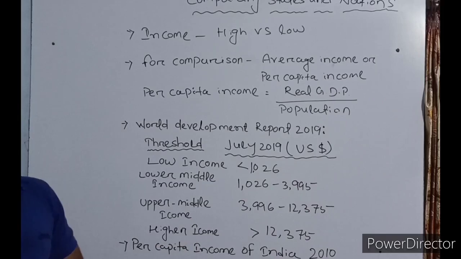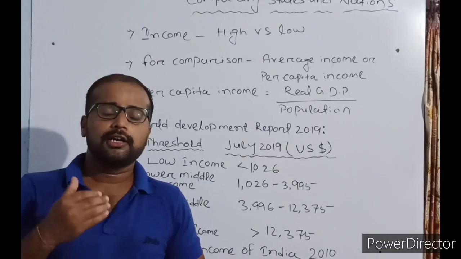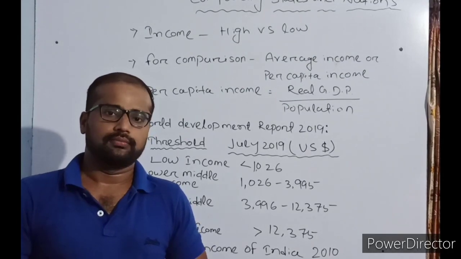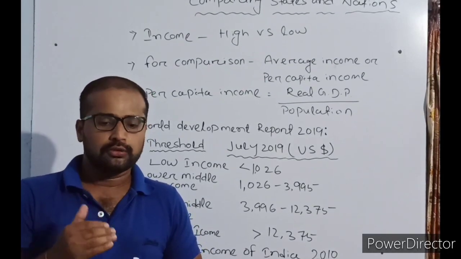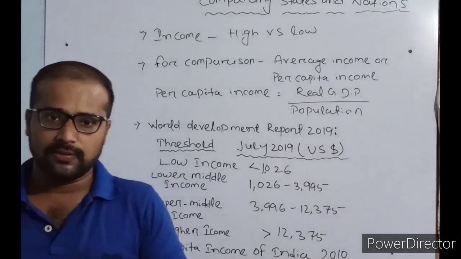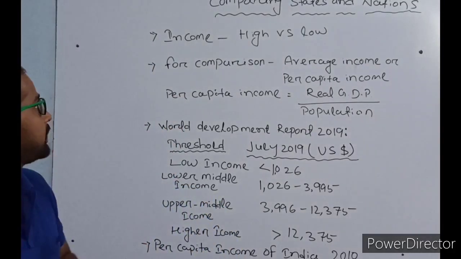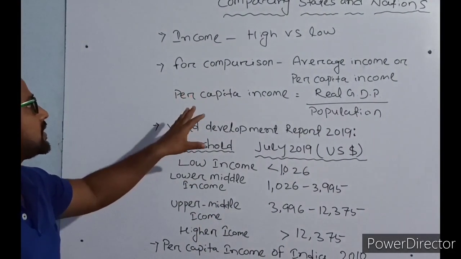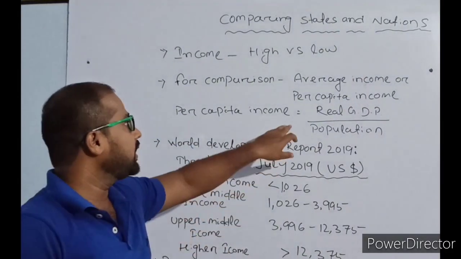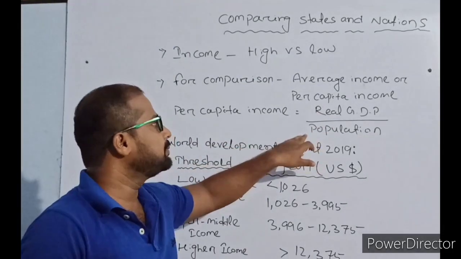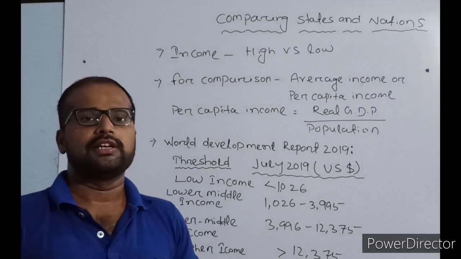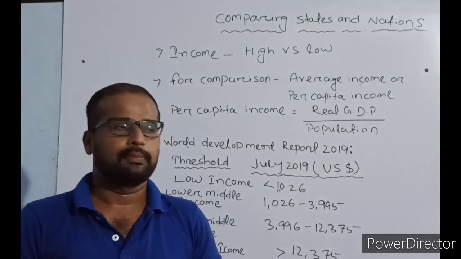When we compare the incomes of different nations, we cannot consider the total income. Instead of total income, we should take the per capita income because the populations of different countries are very different. So what is per capita income? Per capita income means the average income of a country. We get per capita income as real GDP divided by population, meaning the total GDP of the country divided by the number of people.